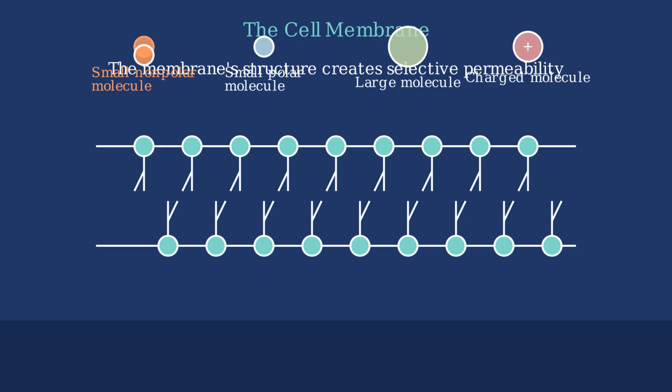Small nonpolar molecules, like oxygen and carbon dioxide, can easily diffuse through the hydrophobic core of the membrane. Small polar molecules, like water, can pass through but at a slower rate due to the hydrophobic nature of the membrane interior. Large molecules, however, cannot pass through the membrane due to their size. Charged molecules, like ions, are repelled by the hydrophobic environment and cannot easily cross without assistance.